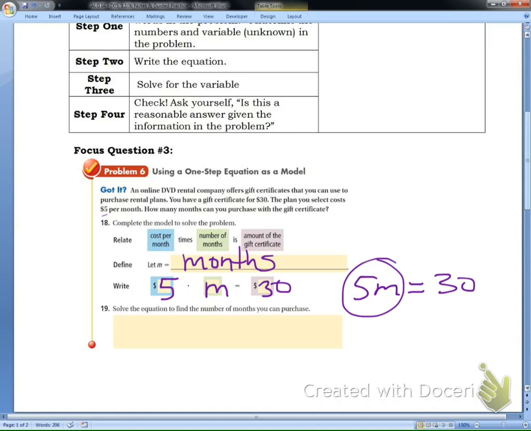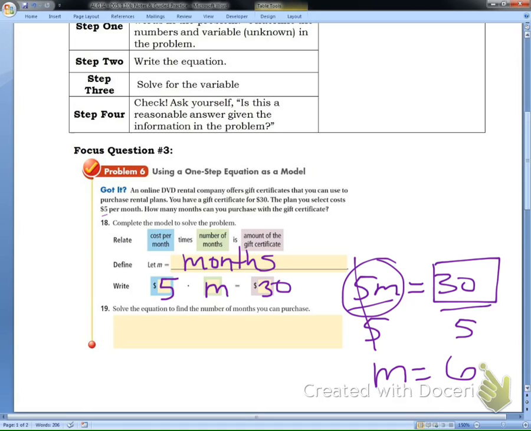5m is our variable term. 30 is a constant. So we don't have any constants that we need to combine, but we do have a coefficient in front of our variable. That coefficient of 5 is beside our variable. What did we say? If it's beside it, you have to divide it. So we divide both sides by 5. The 5's cancel out. So m is equal to, well, 30 divided by 5 is 6.